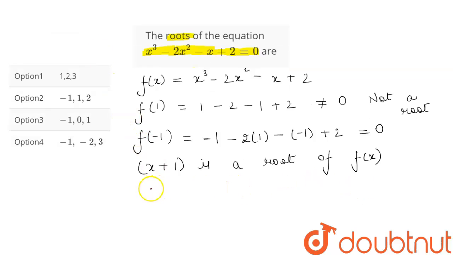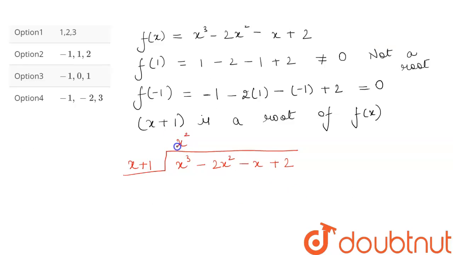Now we will find the other two roots by long division method. So we will divide our f of x, which is x cube minus 2x square minus x plus 2, by x plus 1. We take this x square, so x square into x will be x cube, plus x square into 1 will be x square. Now if we subtract, this and this get cancelled, this will become minus 3x square, and we will take the rest of the terms down, minus x plus 2.